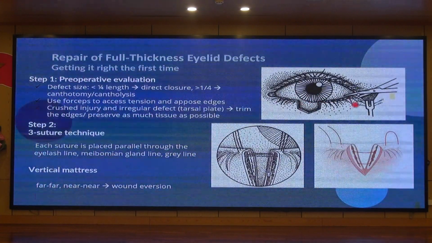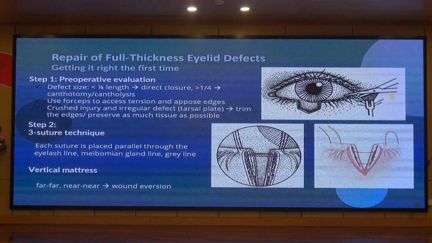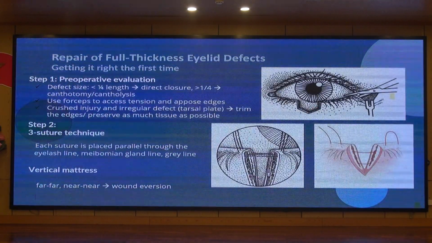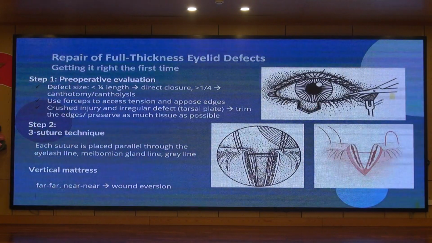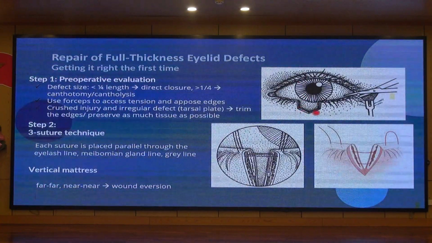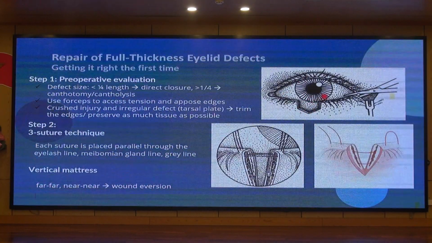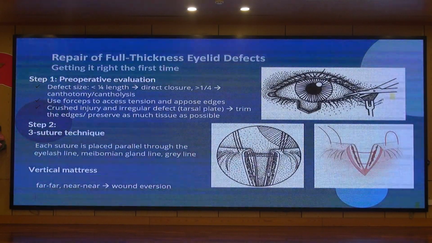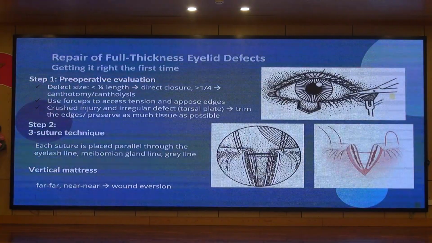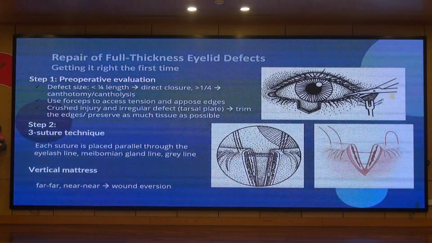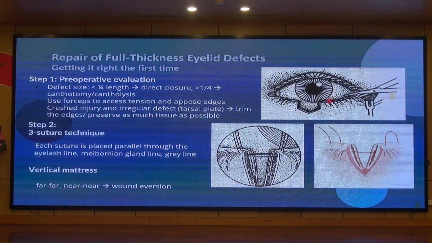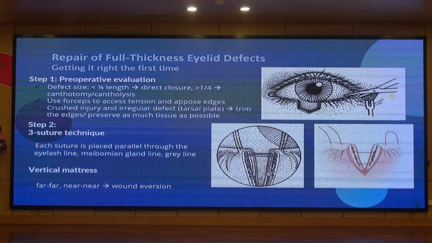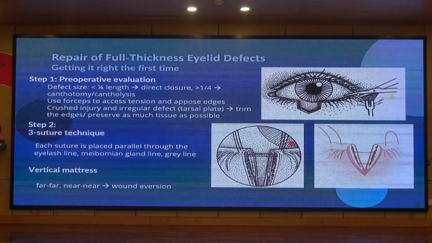If we have a cross injury and an irregular defect, with the tarsus placed in a cross, for example, we have to trim the edge to a beautiful wedge. But otherwise, we've got to preserve as much tissue as possible because the tissue on the eyelids is very important. So after we have trimmed the defect, we'll do the suture technique.